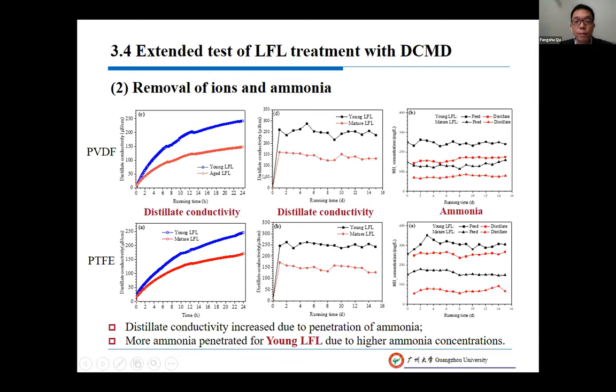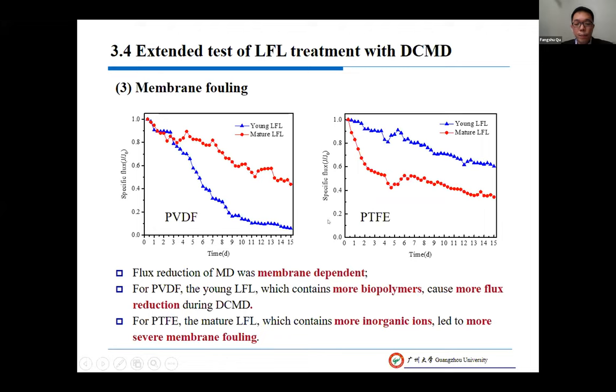We also investigated the removal of ammonia. The penetration of ammonia also exists and results in increased distillate conductivity. The penetration of the ammonia was not affected by the membrane types. The young landfill leachate caused more ammonia penetration due to the higher ammonia concentrations in the feed water. The membrane fouling was investigated in terms of the flux reduction.